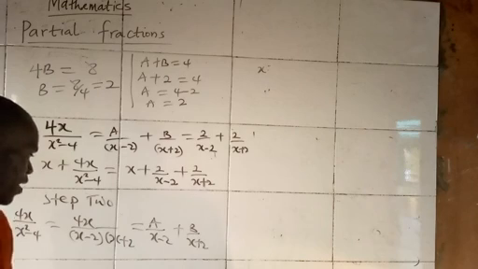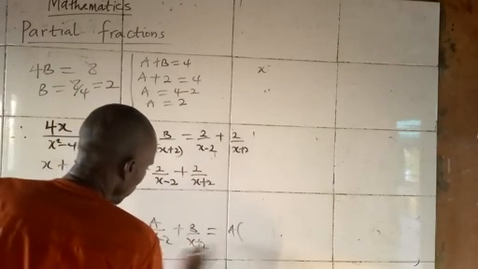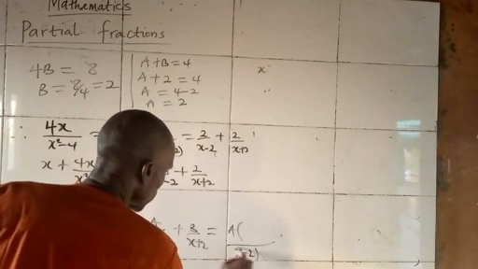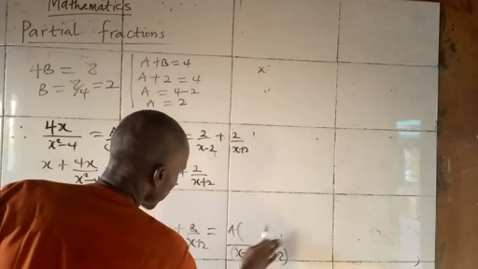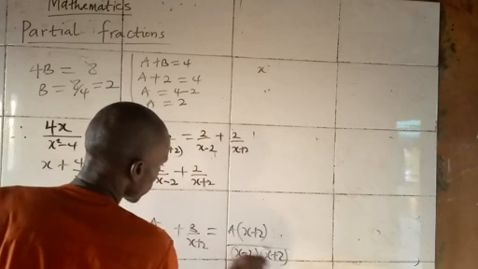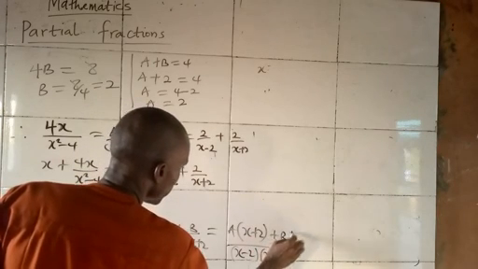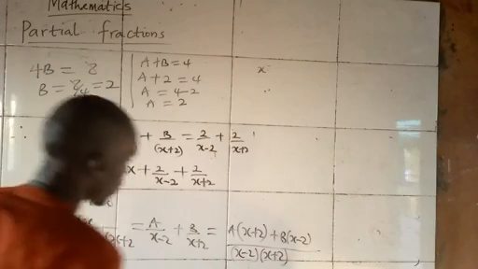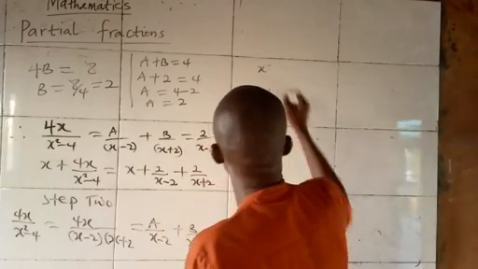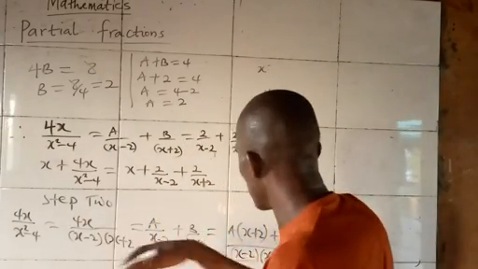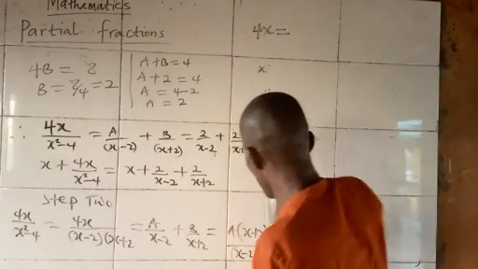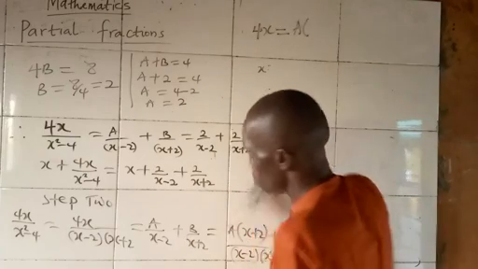If I take LCM here, I'm going to be having A. Remember when you take LCM, the LCM is s minus 2 and s plus 2. This one we divide here, we are going to be having s plus 2, and this one will also divide here, we are going to be having B times s minus 2. Now in this case, what can we do? We can bring them here. At the end, we are going to be having 4s equal A. Let me just go straight.